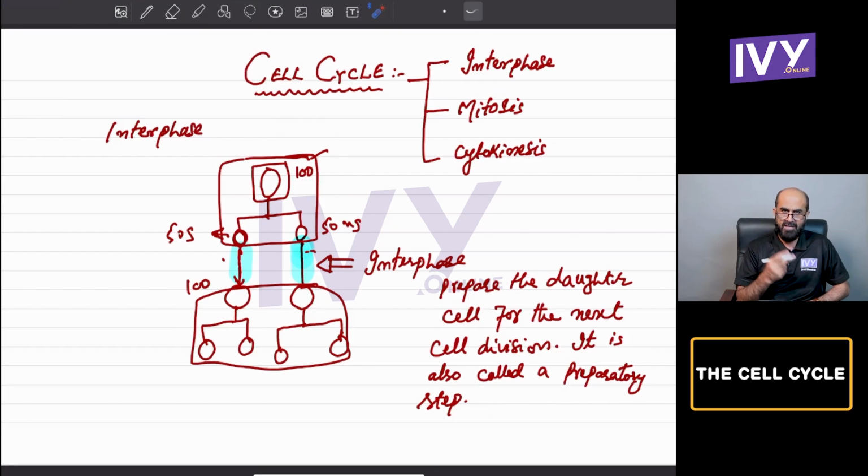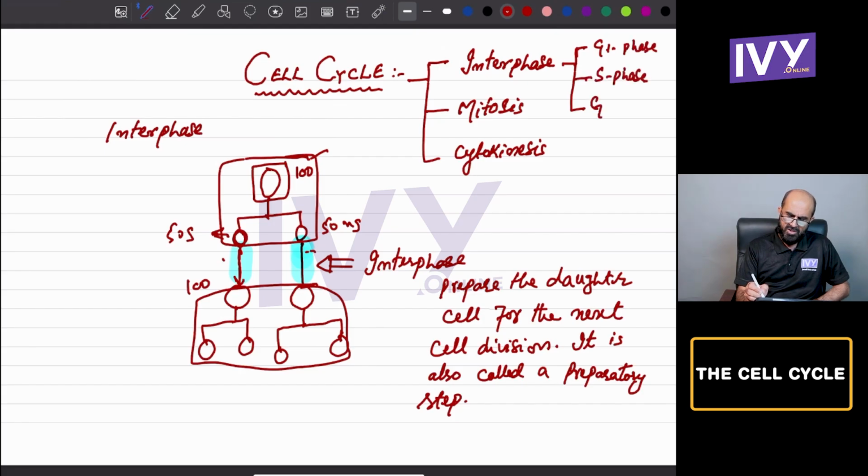So it should be ready for the next cell cycle. So it's two consecutive cycles. In between the two cycles, there should be a preparatory step which is called interphase. So interphase is further classified into three steps: G1 phase, S phase, and then G2 phase.